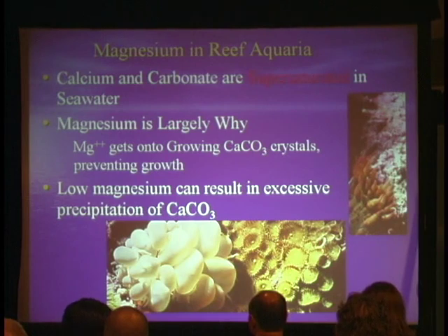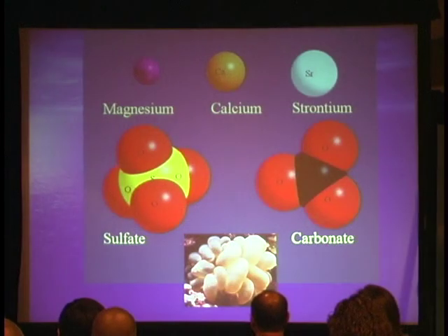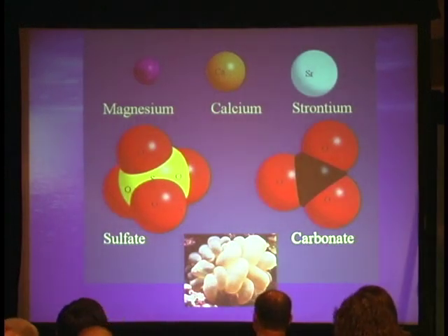Sometimes you can diagnose low magnesium by looking at excessive precipitation on heaters and stuff, but a lot of times it's just because you're unable to maintain the levels that you want. This is just a picture of the relative sizes of various ions.